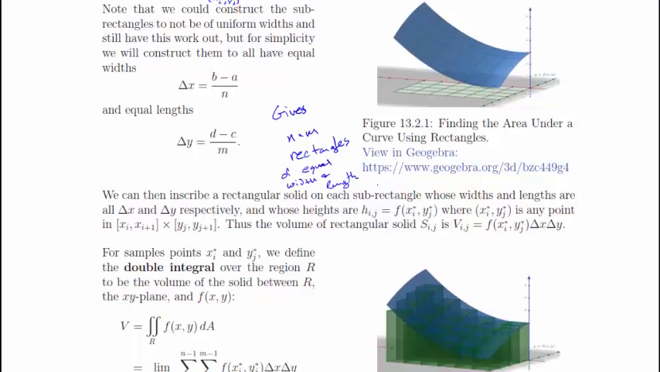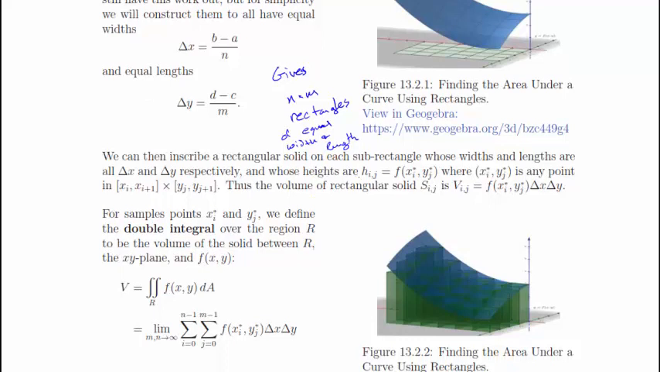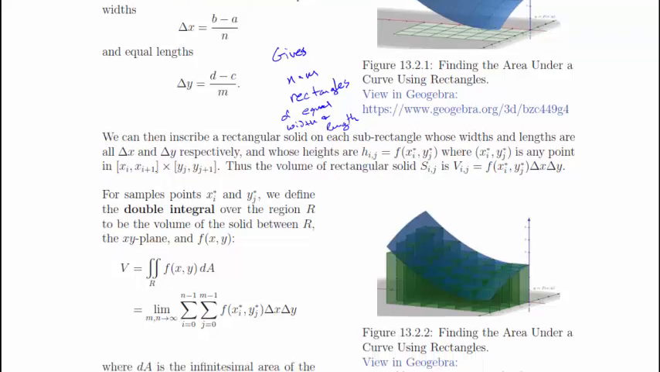So we can then inscribe a rectangular solid on each subrectangle whose widths and lengths are delta x and delta y respectively, and whose heights are h sub i,j equals f of x sub i star, y sub j star, where the point (x sub i star, y sub j star) is any point in the interval [x sub i, x sub i plus 1] crossed with [y sub j, y sub j plus 1]. That is that rectangular region. This is R sub i,j.